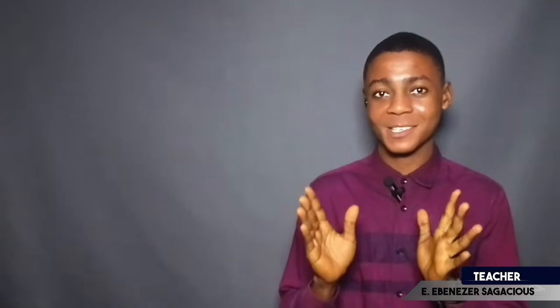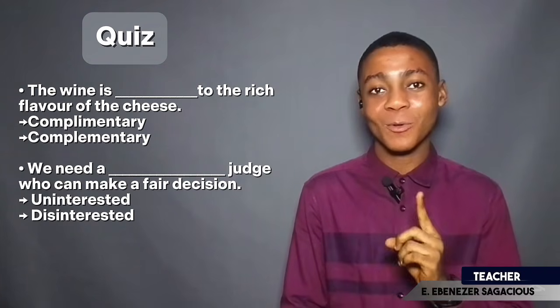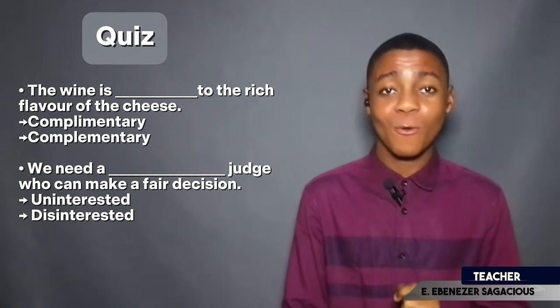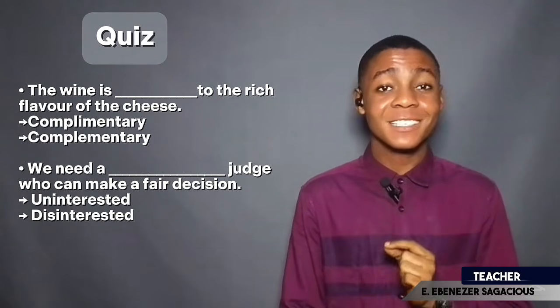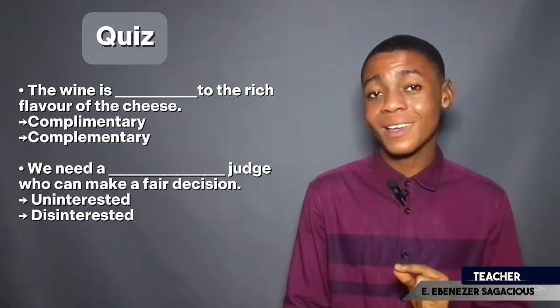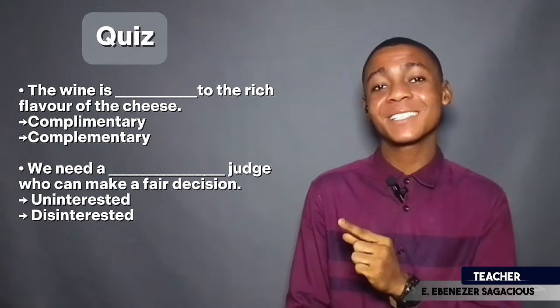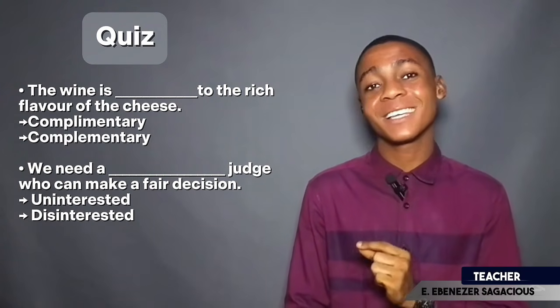Now we've covered our 30 confusing adjectives. Let's take a quick quiz. Ensure to share your answer in the comment section. Number one, the wine is ___ to the rich flavor of the cheese. Is it complimentary with an I or complementary with an E? The answer is complementary with letter E.